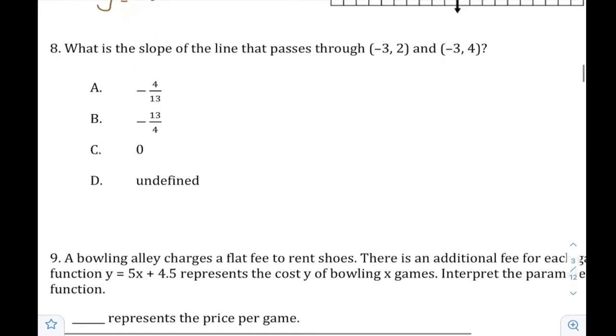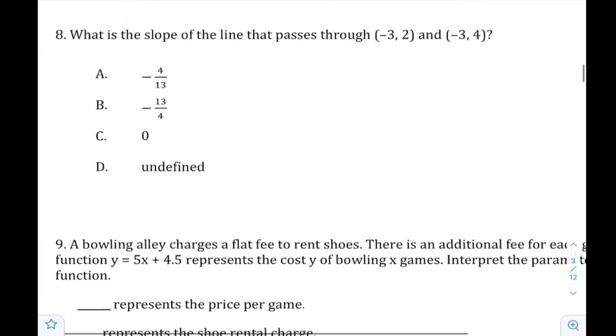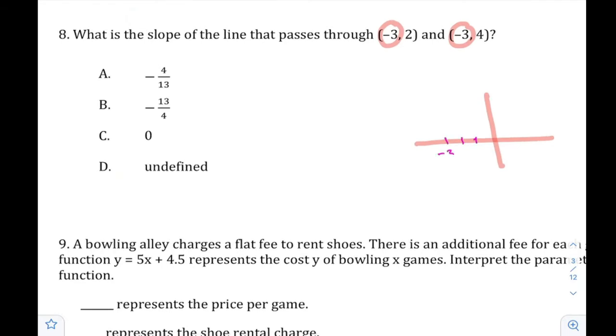Now, what is the slope of the line that is passing through negative 3, 2 to negative 3, 4? We can notice here that negative 3 is here and there. No change in x. So that means my line is passing through minus 3 in all points. And it's very clear that it's a vertical line. Vertical line has undefined slope.